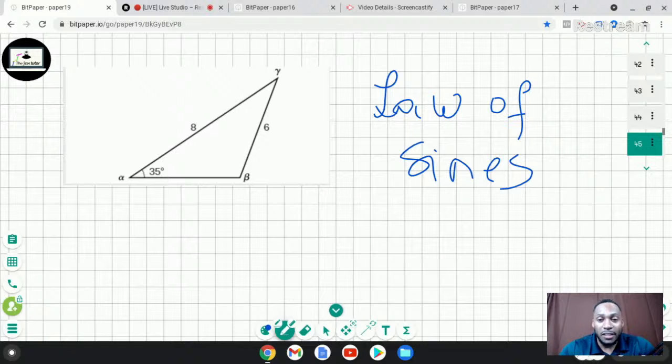All right, so law of sines. Let me write the formula, and then I'll tell you what it really means. If I need, and in this case, what am I looking for, let's say I'm looking for this angle right here. Let's say I'm looking for the angle beta, and I don't know what it is.